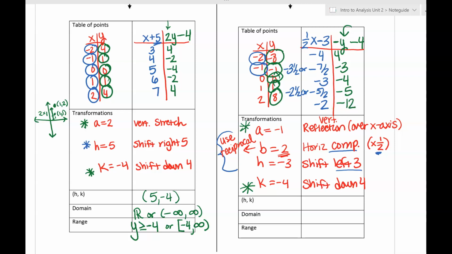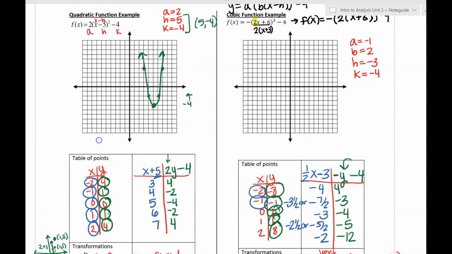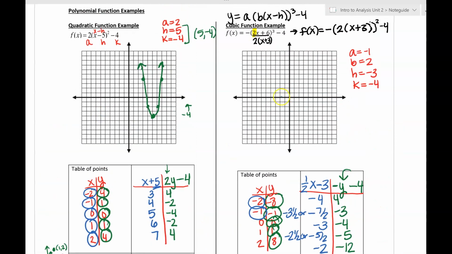And I'm going to go ahead and plot those points. So -4, 4. -3.5, -3. -3, -4, -2.5, -5, and -2, -12, which would be a little bit off my graph there. So I get this really steep reflected cubic function.